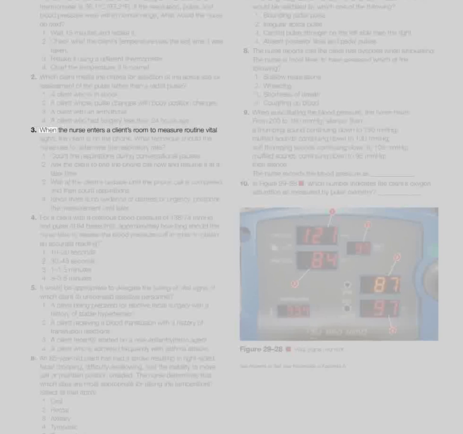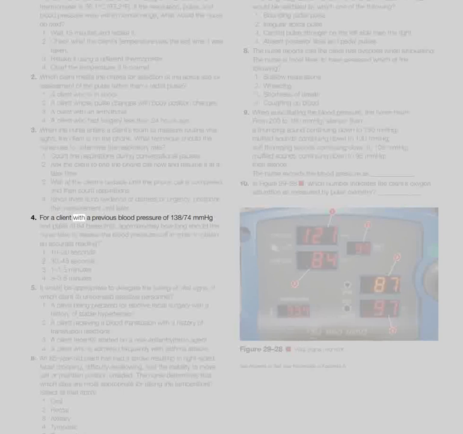3. When the nurse enters a client's room to measure routine vital signs, the client is on the phone. What technique should the nurse use to determine the respiratory rate? 1. Count the respirations during conversational pauses. 2. Ask the client to end the phone call now and resume it at a later time. 3. Wait at the client's bedside until the phone call is completed, and then count respirations. 4. Since there is no evidence of distress or urgency, postpone the measurement until later.